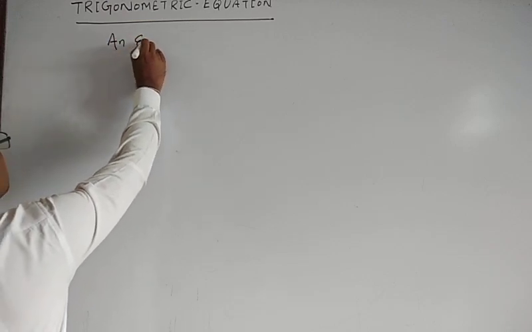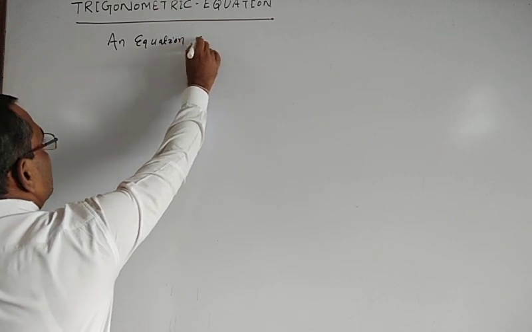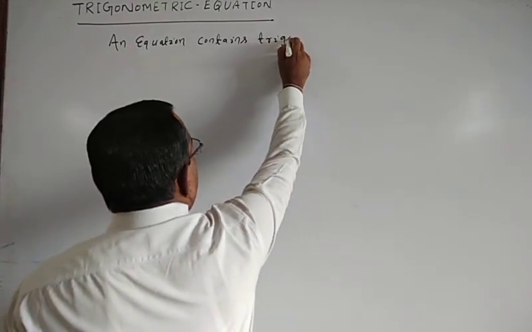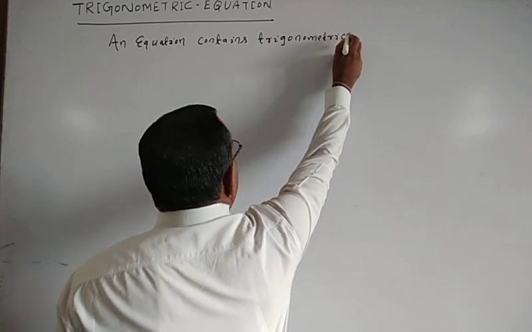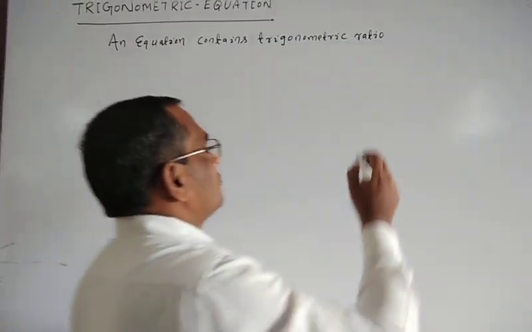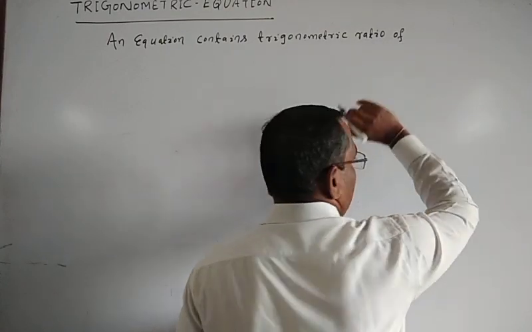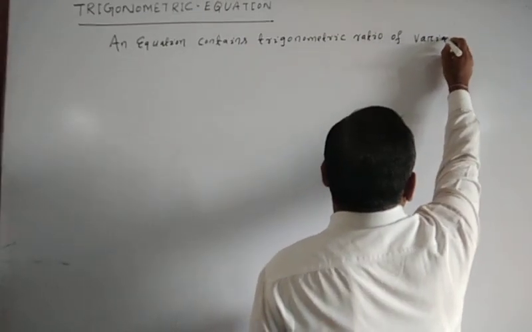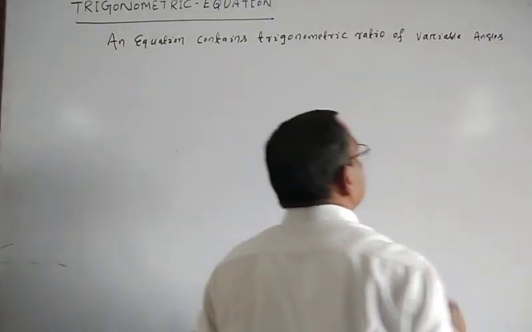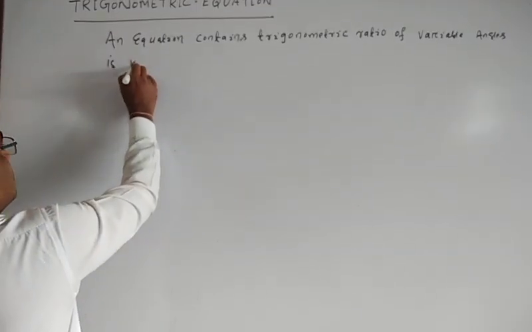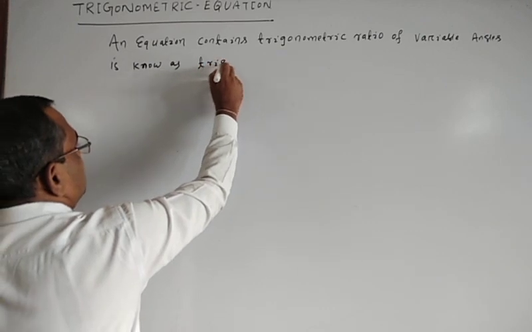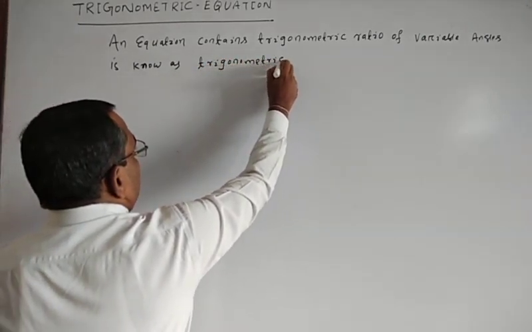An equation contains trigonometric ratio or trigonometric functions of variable angles, unknown angles, variable angles, is known as trigonometric equation.